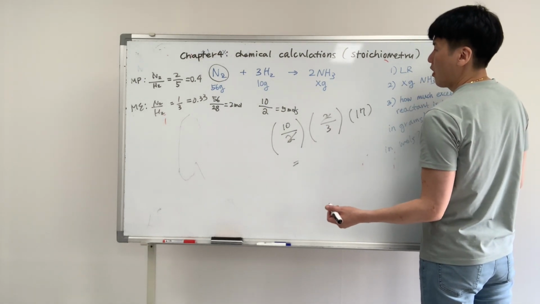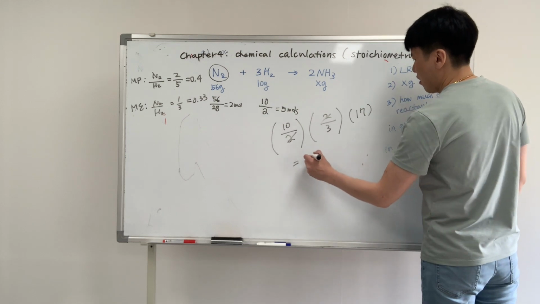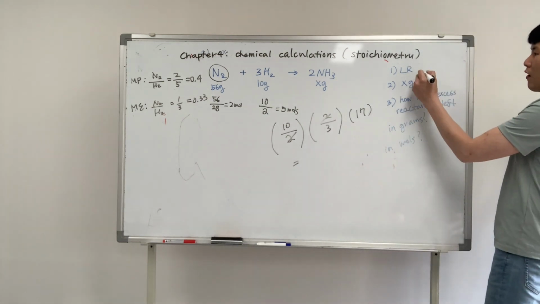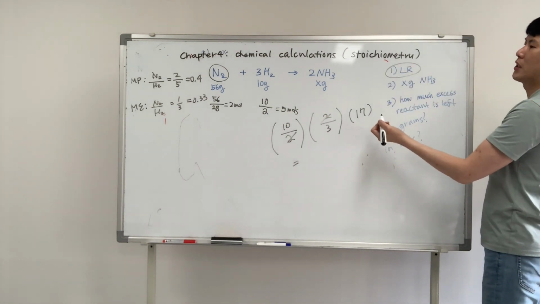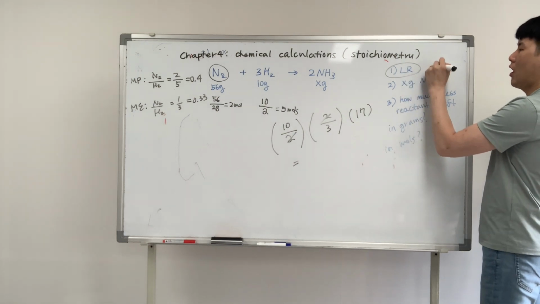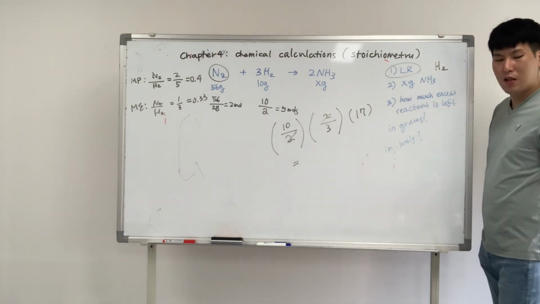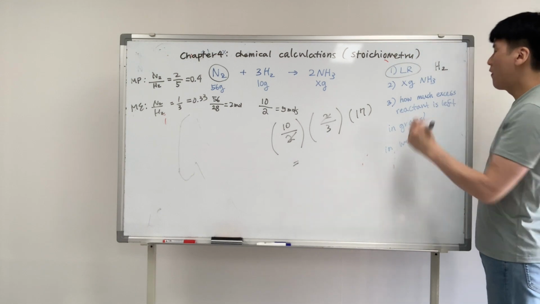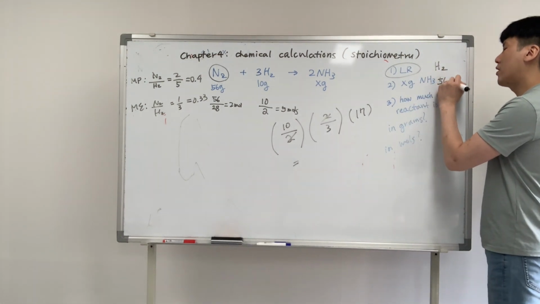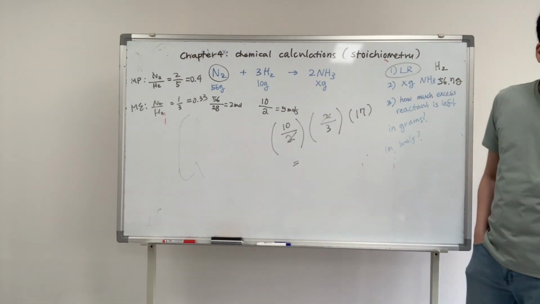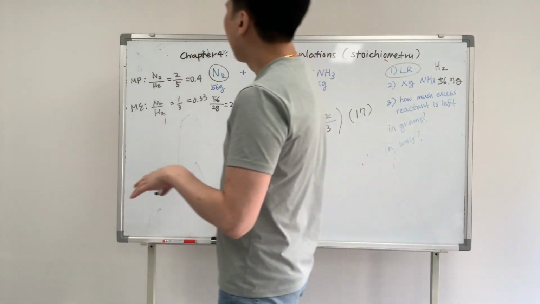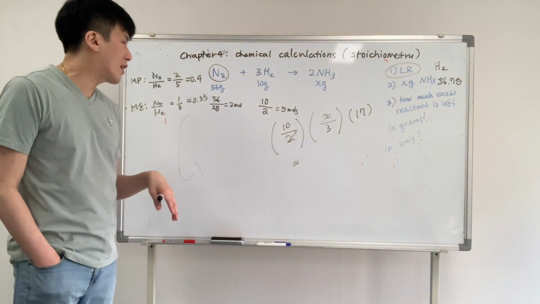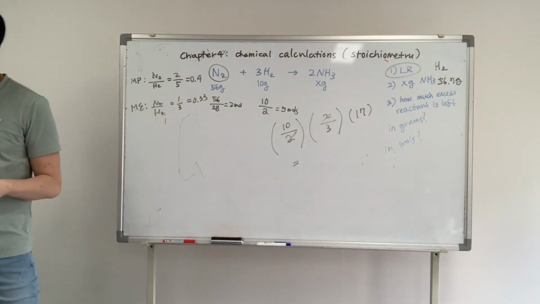170 over 3 is 56.7. Right, so to answer these questions, the limiting reactant is H2, and you said how much? 56.7 grams, that's it. Then automatically we understand the excess reactant is N2, right?